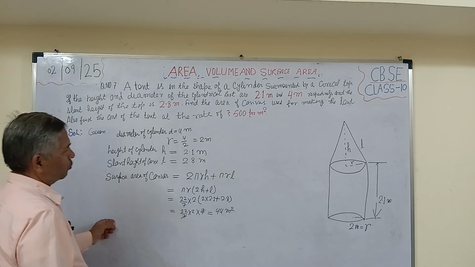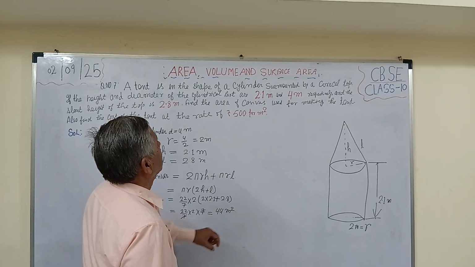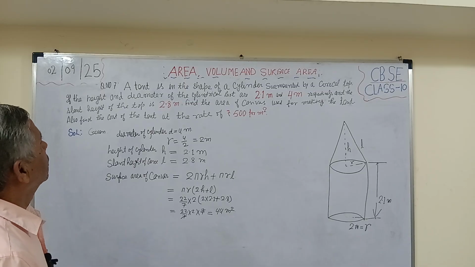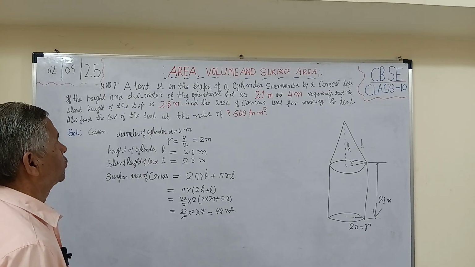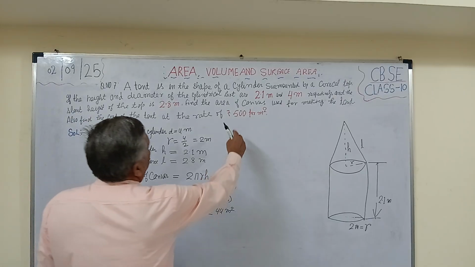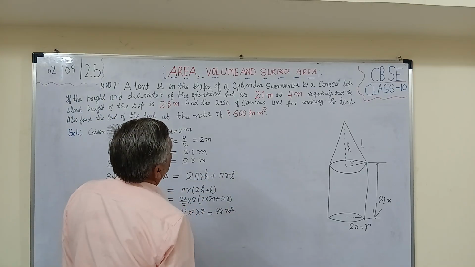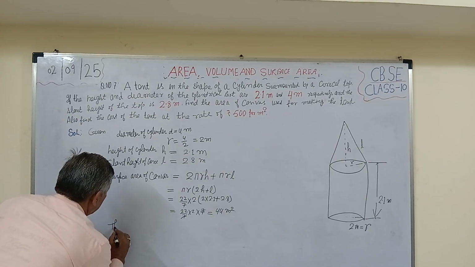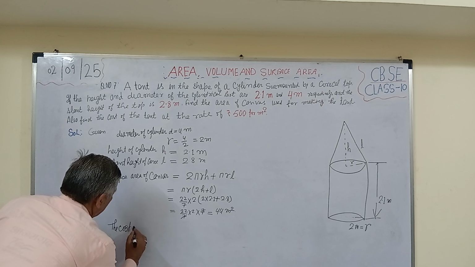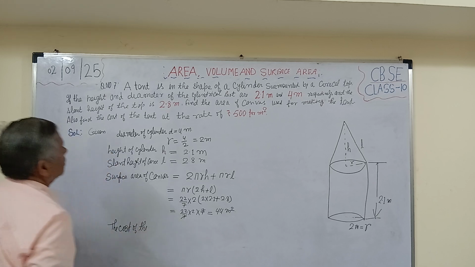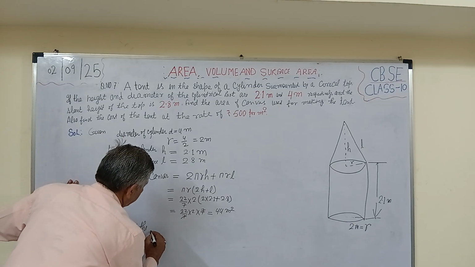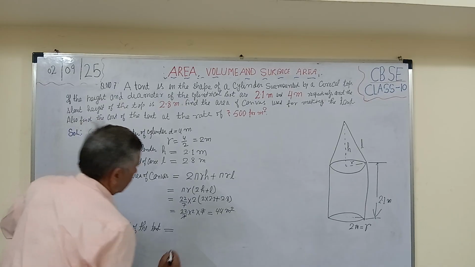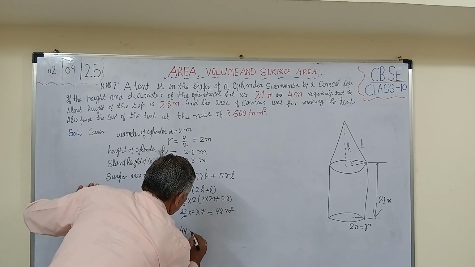So first answer is 44 meter square. Now the second part is find the cost of the tent at the rate of 500 rupees per meter square. So 1 meter का कीमत कितना है? 500 rupees. So 44 should be multiplied with 500 rupees. So the cost of the tent equals to 44 into 500.